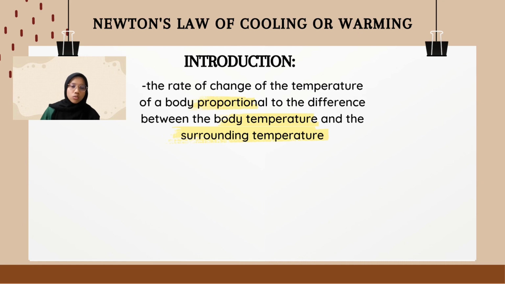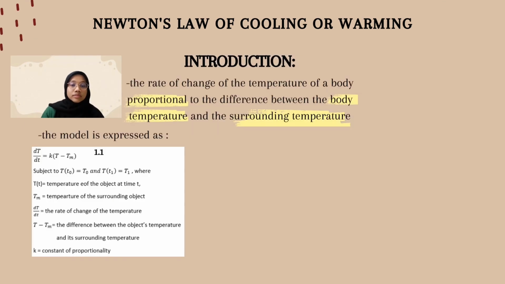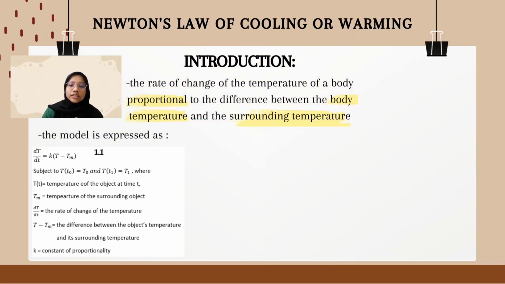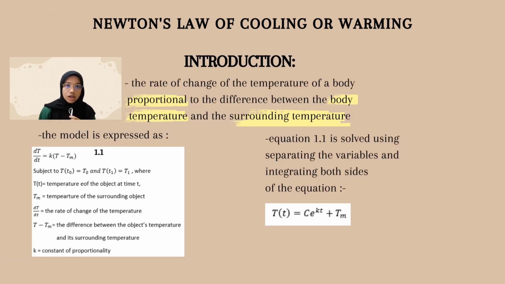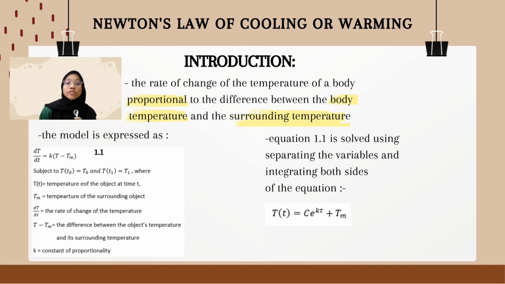Newton's law of cooling or warming states that the rate of change of the temperature of a body is proportional to the difference between the body temperature and the surrounding temperature. Then, the model is expressed as dT/dt equal to k times (T minus Tm), subject to T(0) equal to T0 and T(1) equal to T1. After that, equation 1.1 is solved by separating the variables and integrating both sides of the equation, and we will get T(t) equal to C e to the power of kt plus Tm.